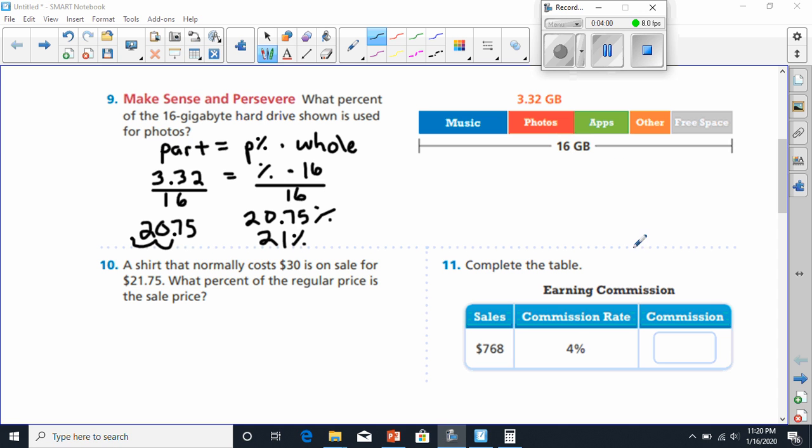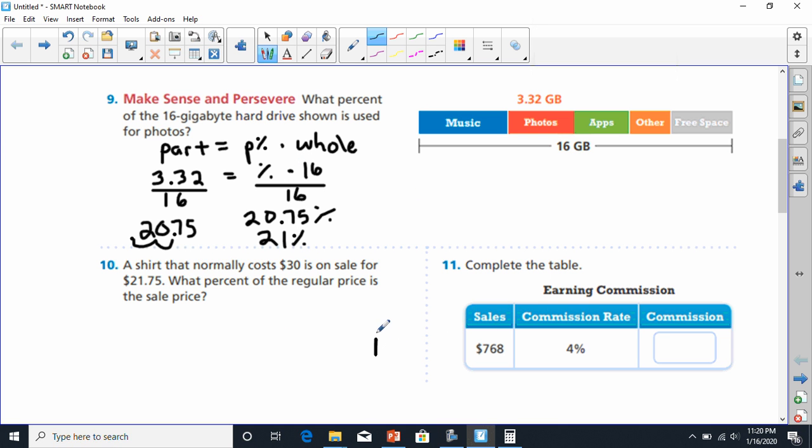Next, I have number 11. And number 11, it says complete the table. So the sales is $768. The commission rate is 4%, and they want to know what the commission is going to be. To do this, I have to remember again, part equals the percent times the whole. I'll just put that over here. And now I see that the part is actually going to be the commission. So the sales and the commission rate are going to be the percent and the whole.